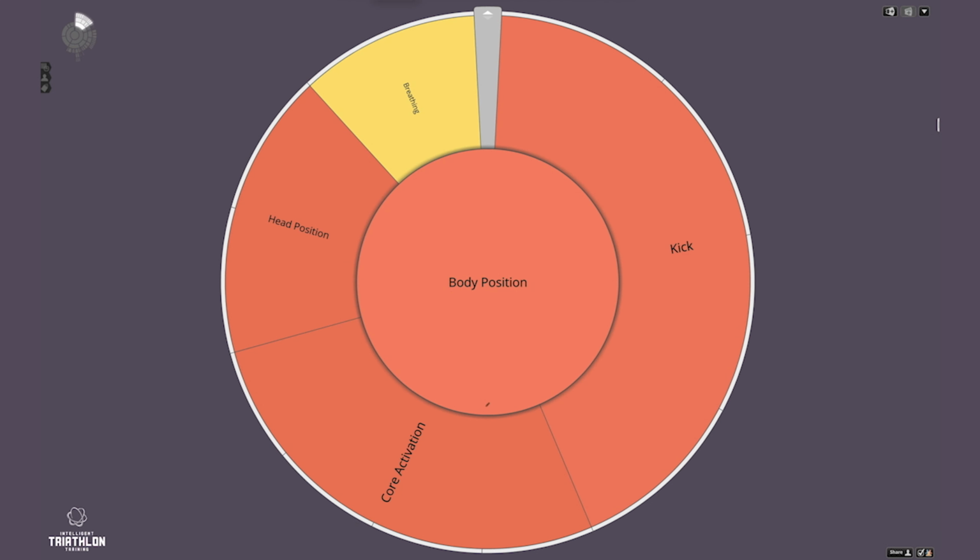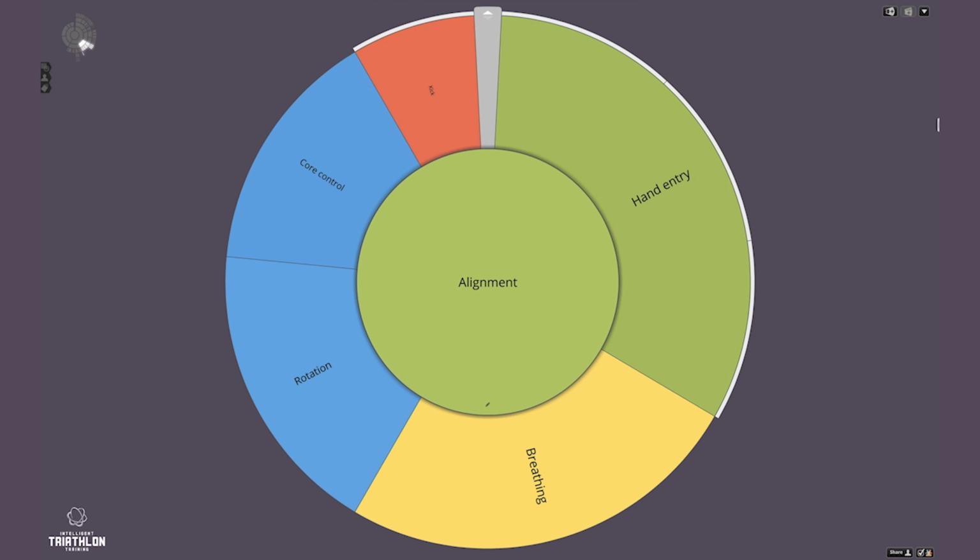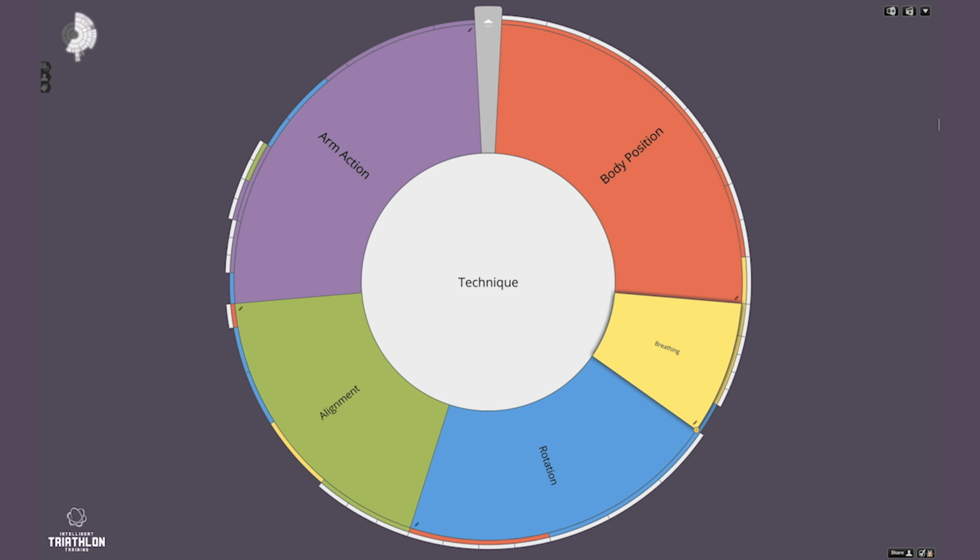So for instance, the first area is body position, then we're looking at breathing, rotation, the alignment of the athlete, and arm action. Now, like I say, the size of the chunks in the diagram is relevant to the sort of importance of them, or potentially the amount of areas that there are underneath them. So one of the things that we do when we first look at an individual on a one-to-one course is we basically go through this and see where things like body position, breathing, rotation, what are the limitations, and then within each of those areas, what are the limitations within those. From that, we can then start to build through.